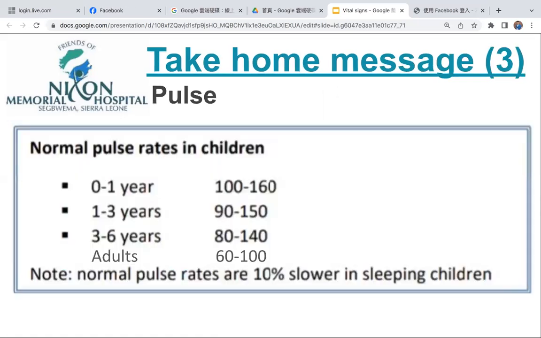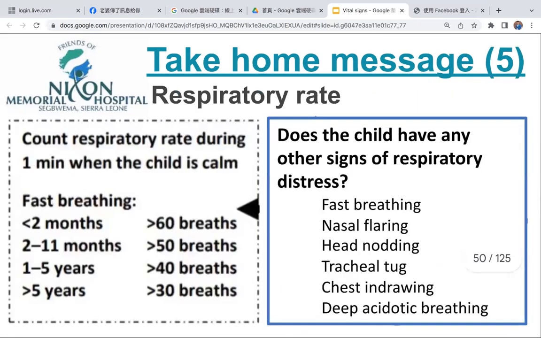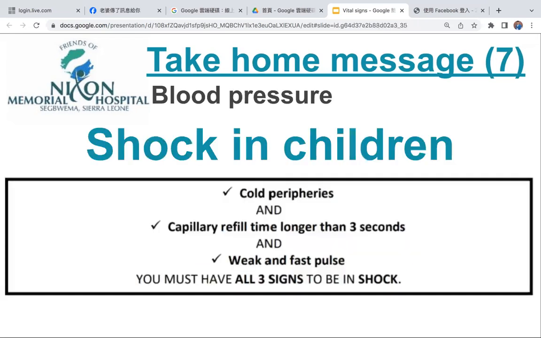We need to know the normal range for the pulse, and also the causes of tachycardia, A, B, C, D, E, F, G. For the respiratory rate, we need to memorize the normal range, and the signs of respiratory distress. For the blood pressure, we need to remember that hypotension is mainly based on systolic blood pressure in adults, which is less than 90 mmHg. And the definition of shock in children requires all of these three criteria.